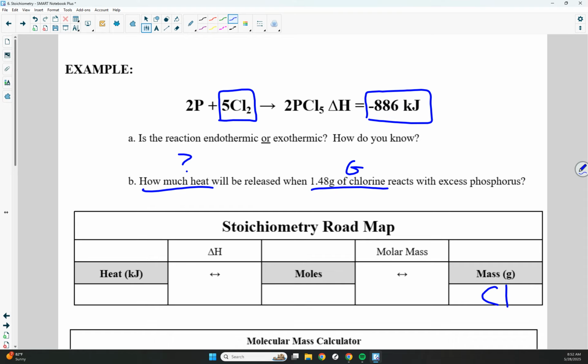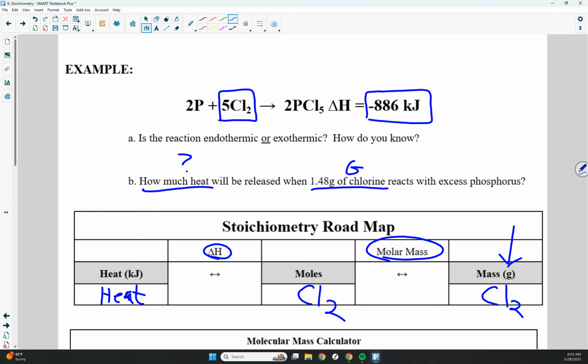So we're going to start with a mass of chlorine right here, and then we're going to use the molar mass as a conversion factor, like we've done all year, to convert the grams of chlorine into moles of chlorine. And I should put a 2 here, because chlorine is one of these diatomic elements. And then lastly, we're going to use the delta H, which is also called the enthalpy, to convert from moles of chlorine into heat. So I'm going to go ahead and write heat here. That's a little bit redundant, but that's really what we're trying to convert to.